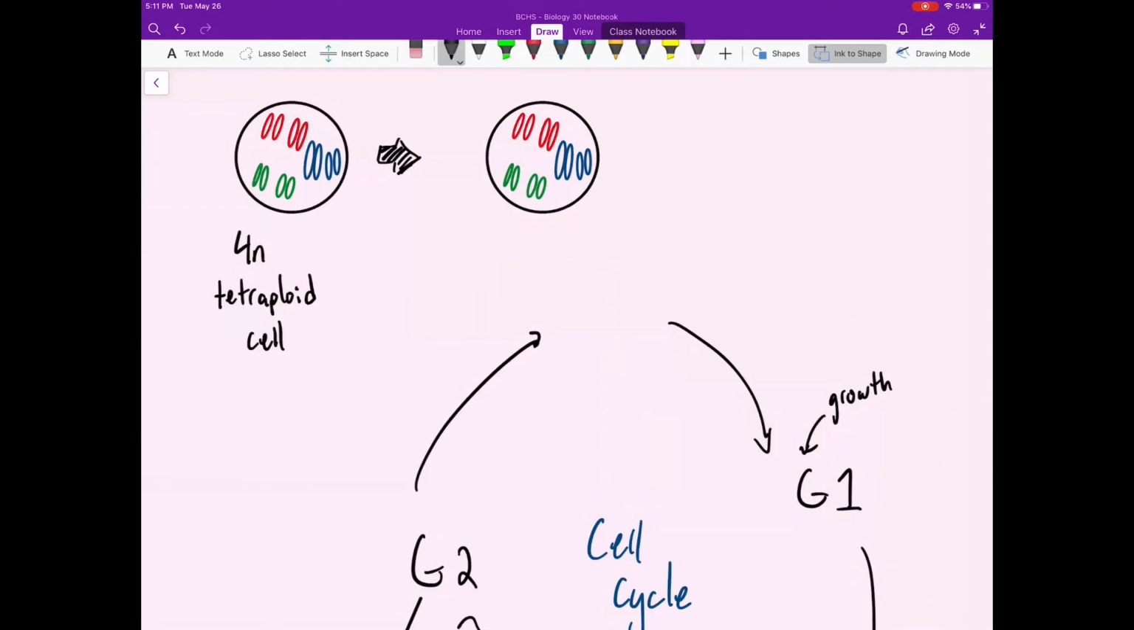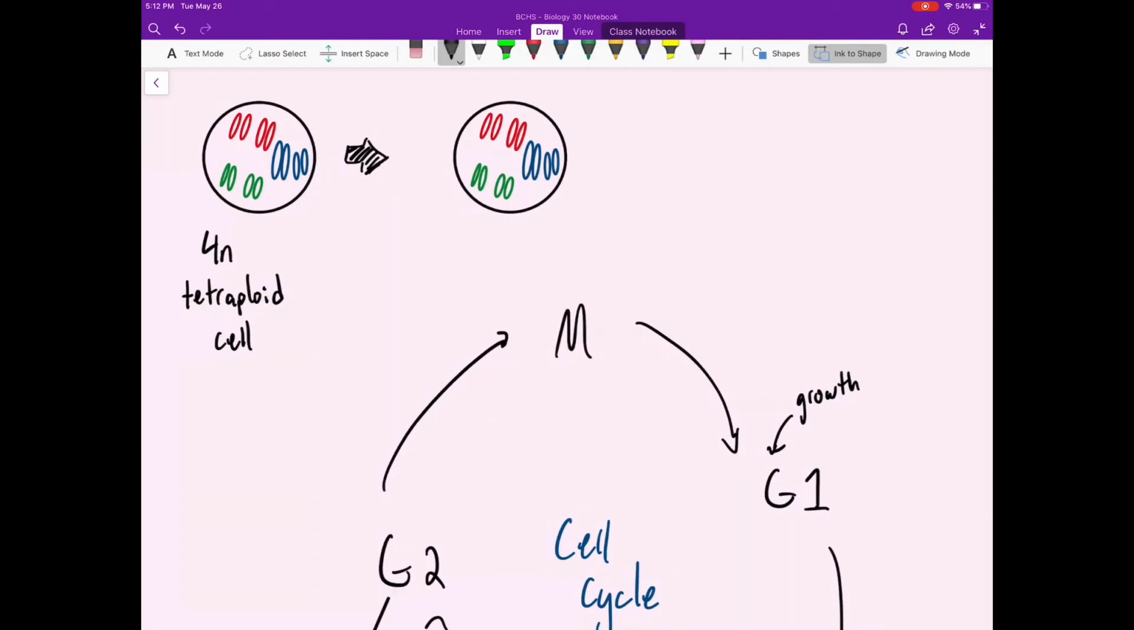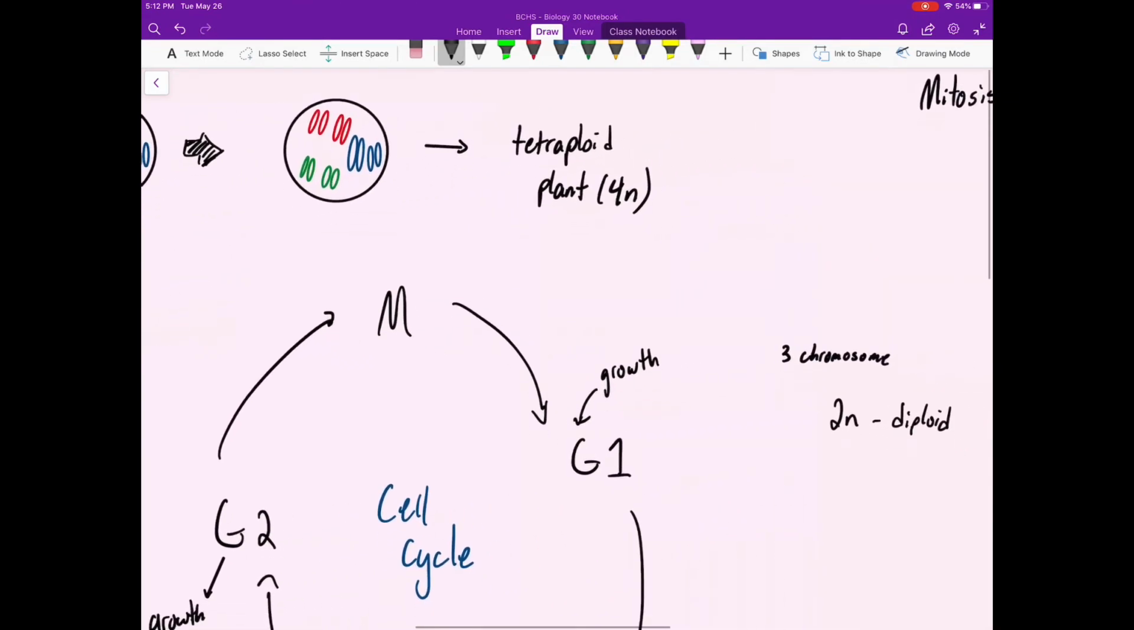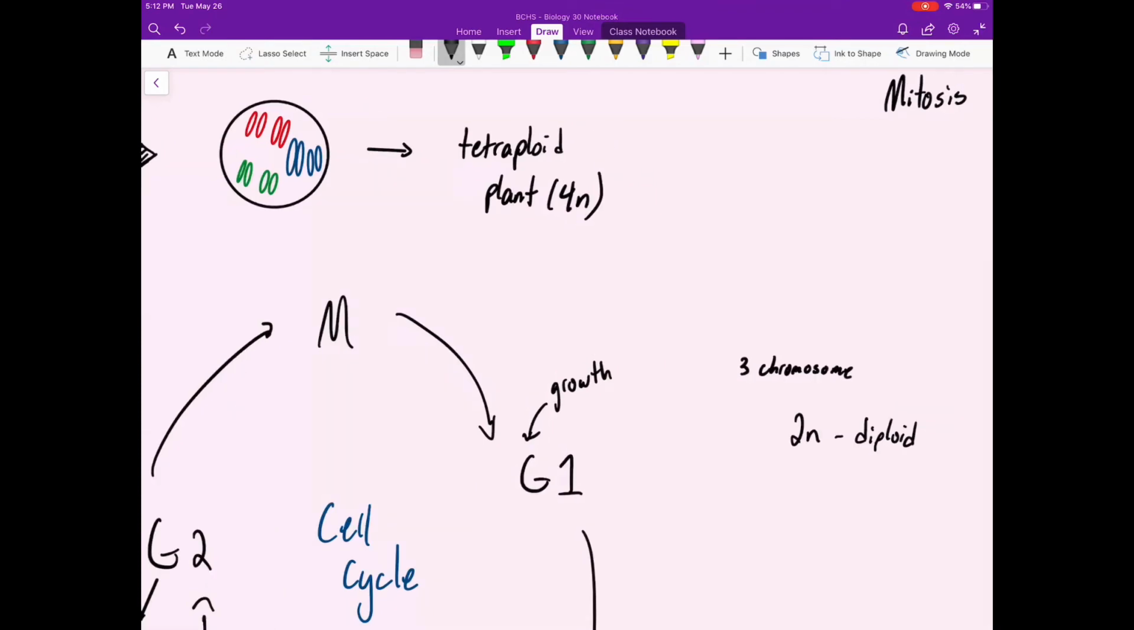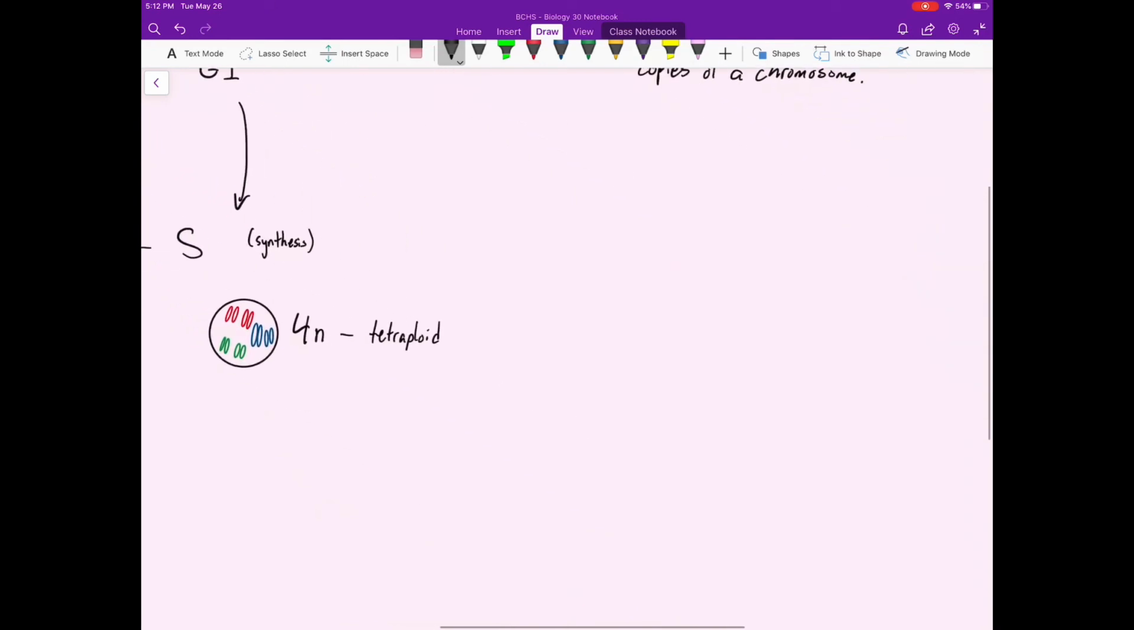So the cell will undergo the cell cycle again. This cell is going to grow up to be a tetraploid plant. So 4n. And eventually, that tetraploid plant is going to want to make sperm and egg. That presents some interesting mating opportunities. And here I'll show you.